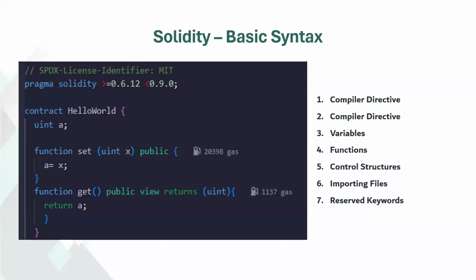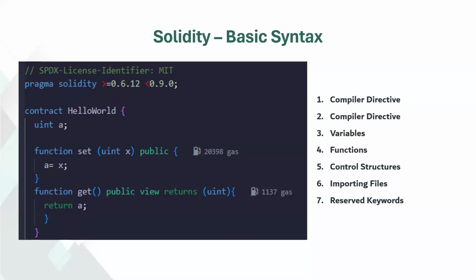Let's start with a basic Solidity program to understand the syntax of Solidity in this example. At first, we have a compiler directive. A pragma is a compiler directive in programming languages that provides additional information to the compiler or interpreter. It helps to control the behavior of the code, such as language, version, optimization options, or warnings.